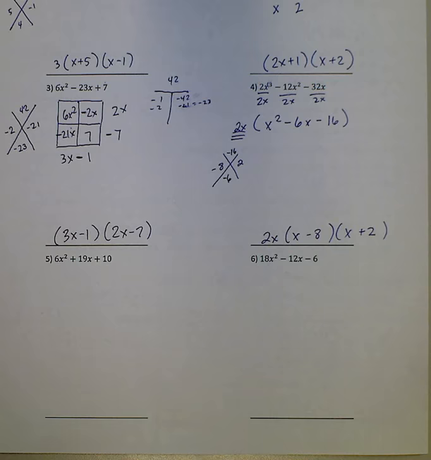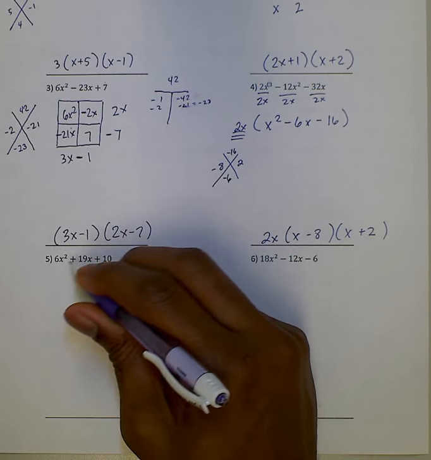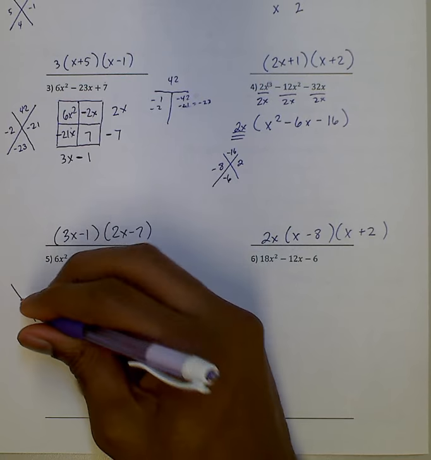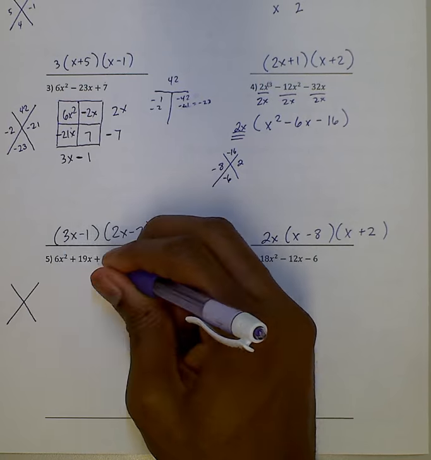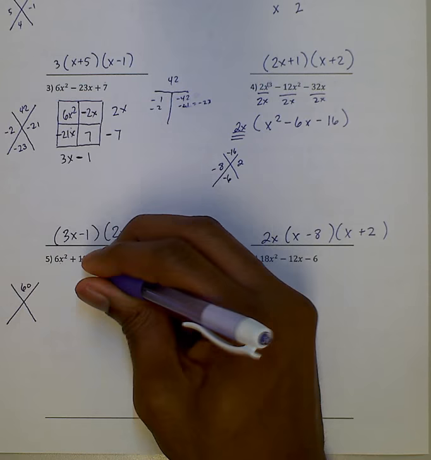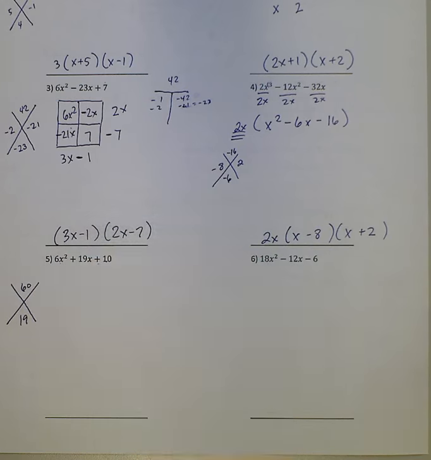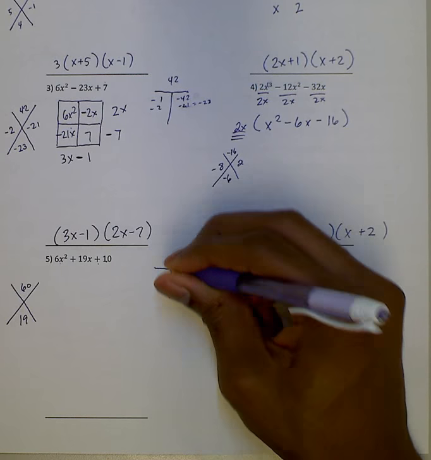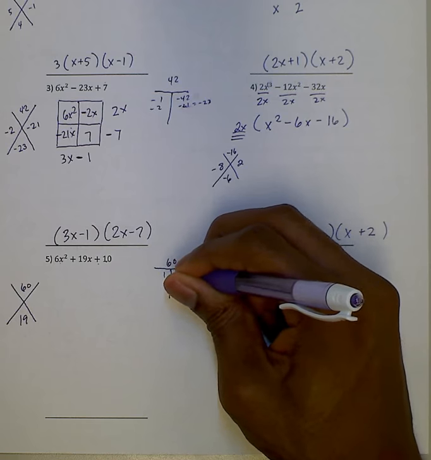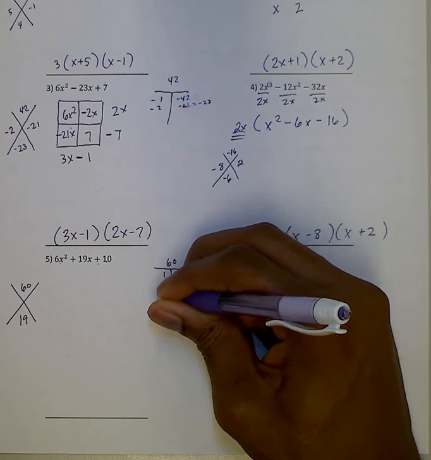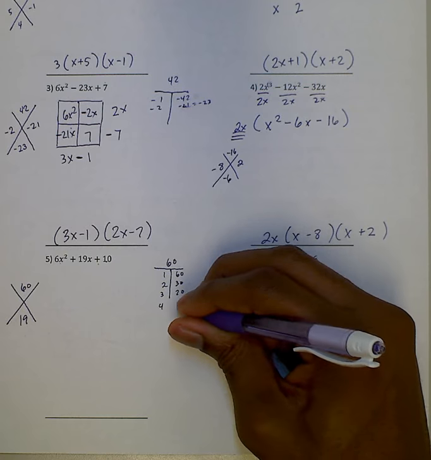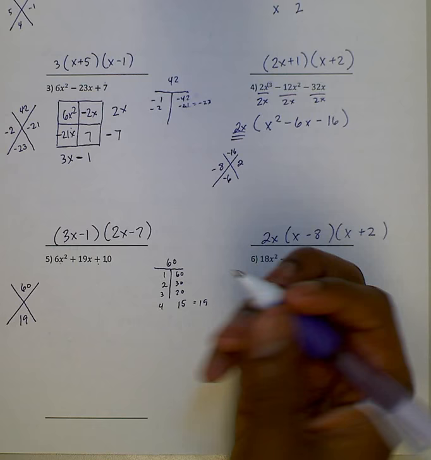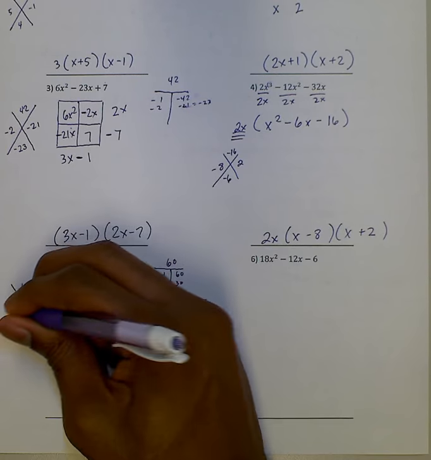Number 5. Again I check for GCF. Nothing goes into 6, 19, and 10. So now I'll work to my x. Two numbers that multiply to give me 6 times 10, 60, and add to give me 19. Those two numbers, I think I got what they are, but I'll show a table just for your help. 1 and 60, 2 and 30, 3 and 20, 4 and 15. 4 plus 15 is 19. This is 23, 32, 61, so 4 and 15 works.